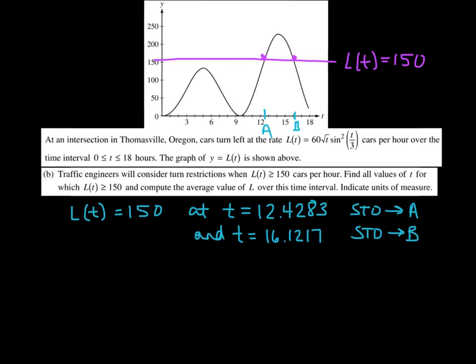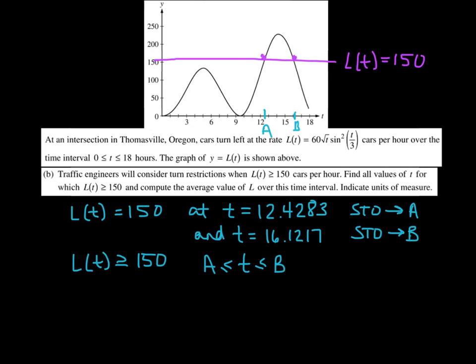Anytime I have these long decimals and I think I'm going to have to use them again, I want to go ahead and store those in, and that just makes it a little easier. Okay, so specifically it didn't ask when it was equal, it asked when it was greater than or equal to. So I can say that L of t is greater than or equal to 150 clearly between those values, so between A less than or equal to t less than or equal to B.